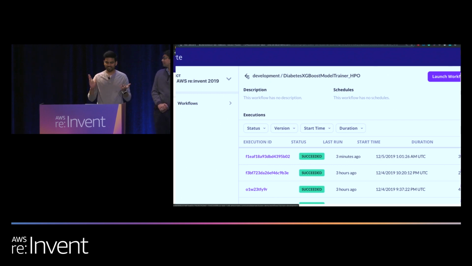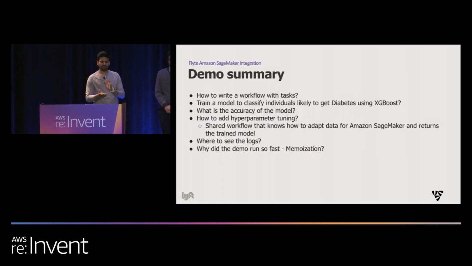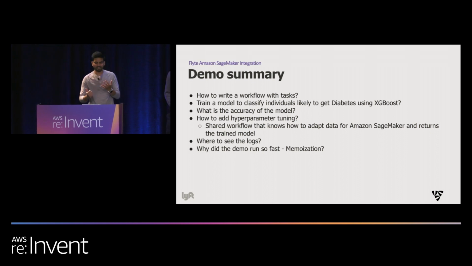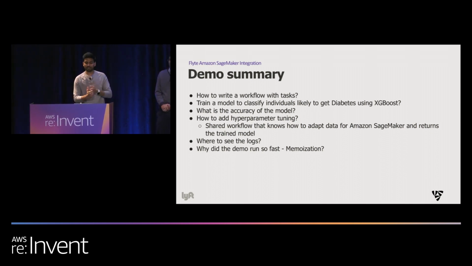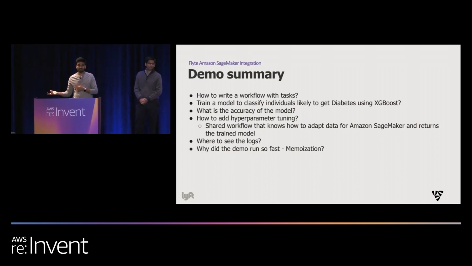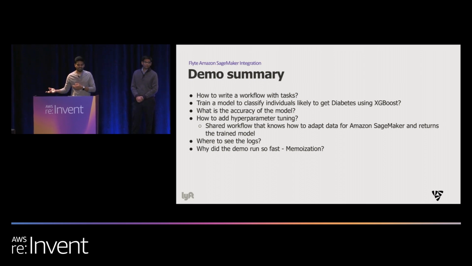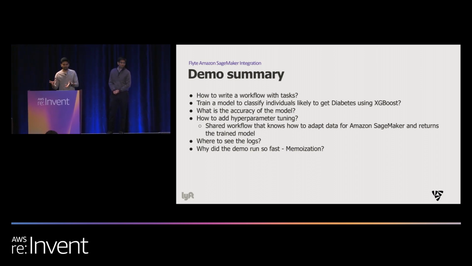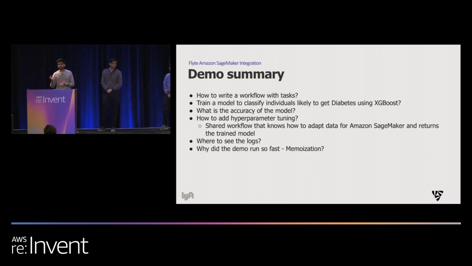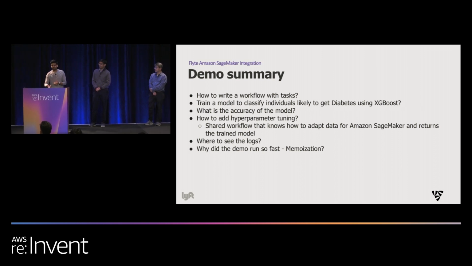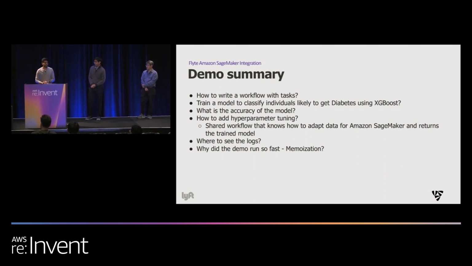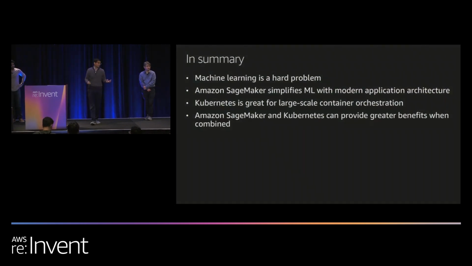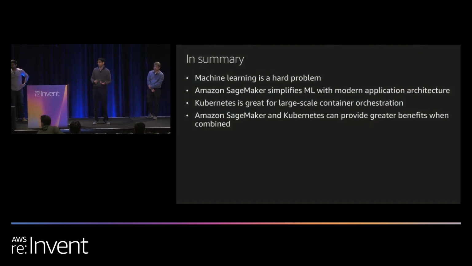Okay. The demo summary is that we learned how to write a workflow. We learned how to write tasks. We looked at the accuracy of the model. The accuracy of the model improved just by hyperparameter optimization, and it was really simple to do that. We were able to see the logs. We were able to see the execution and memoization that made it really blazing fast. We could rerun it, and it'll run in 3 seconds. Thank you.